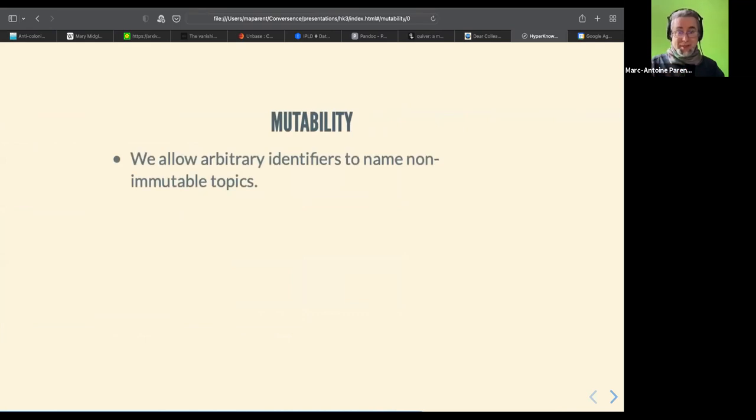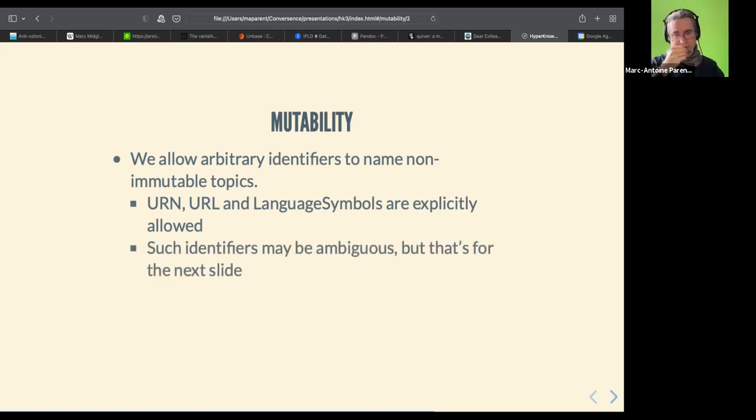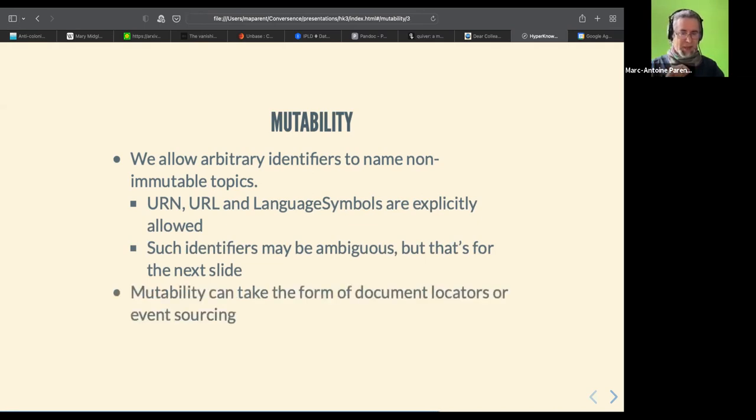Now, when we're speaking about mutability, of course, we can name mutable topics because topics, subjects, and concepts change all the time. So we allow arbitrary identifiers. Those are just symbols. And that includes explicitly URN, URL, author identifiers, language symbols, a query from an arbitrary data source. And that means they could be ambiguous. And we'll get into the notion of how to get to a non-ambiguous naming scheme later. But right now, let's just worry about the mutable aspect.